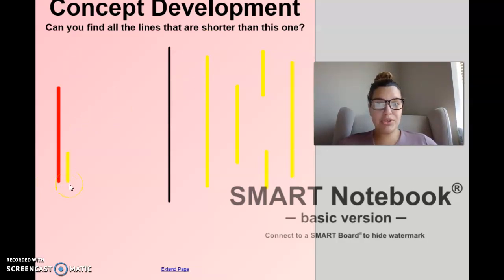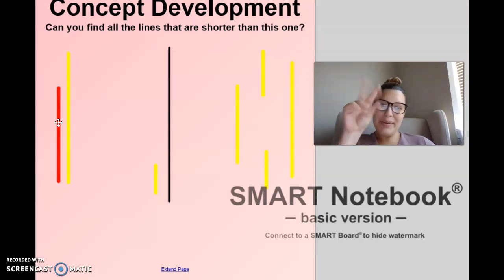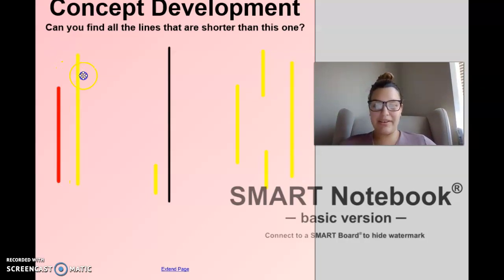Is the yellow line shorter than the red line? Yeah, it is. Good job. A lot shorter, actually. Is this yellow line shorter than our red line? No. Our yellow line is longer or taller than our red line.